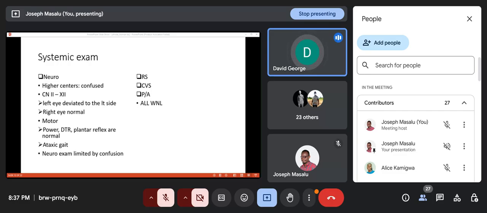motor examination is normal, but the patient has an ataxic gait. So when there is ataxia, ataxia can come from many things, but some of the common things we talk about is sensory ataxia. But maybe sensory exam was limited by the fact that the patient is confused, so we cannot conclude very much about sensory examination in order to see if we are dealing with sensory ataxia or not. But another thing apart from sensory ataxia is cerebellar ataxia. So if someone is having a lesion in the cerebellum, they can present with ataxia. So those are the common things.